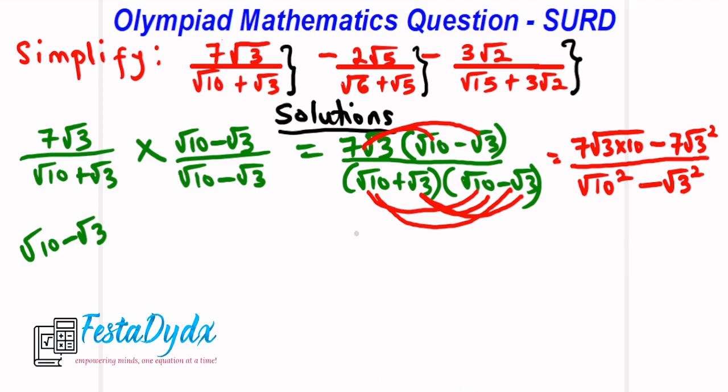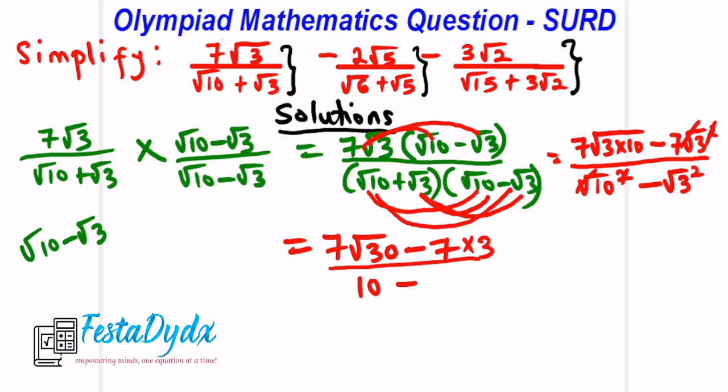So now let's round up that answer. 7 root 3 times 10 is 7 root 30, minus 7. Then the square root cancels the square, and we are left with times 3, all over root 10 square, which is 10, minus root 3 square, which is 3. So our final answer here is 7 root 30 minus 7 times 3, which is 21, all over 10 minus 3, which is 7. So 7 is common at the numerator. 7 is here, 7 can also go here.